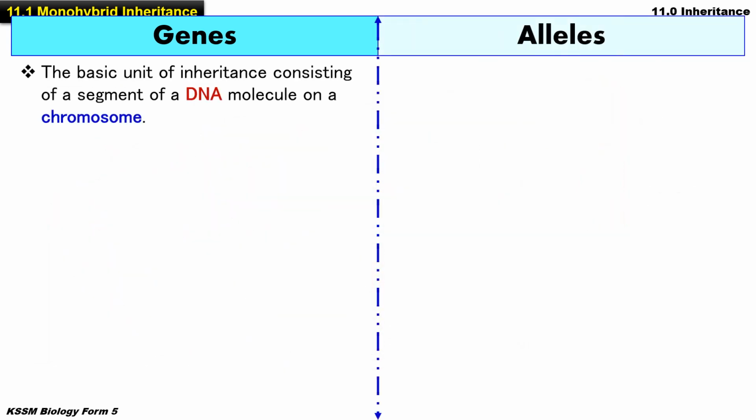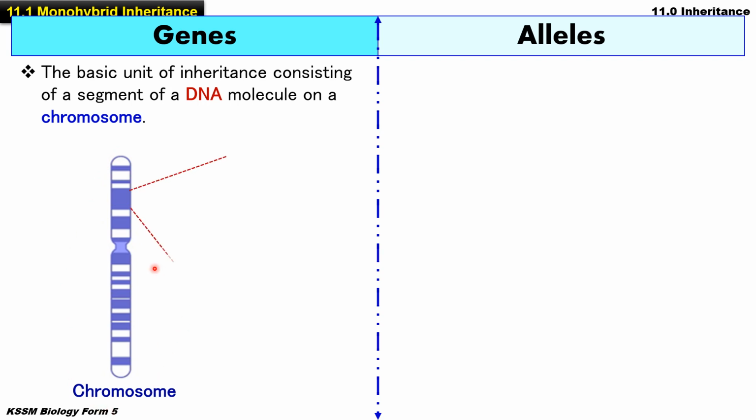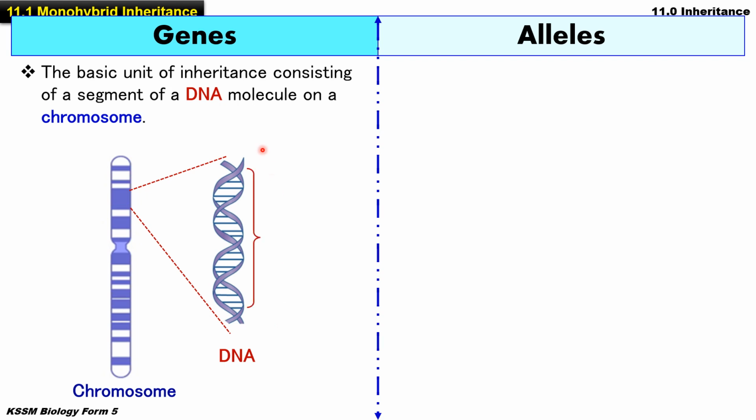Okay, so what is the difference between gene and allele? Okay, gene is the basic unit, okay, of inheritance, which is consisting of a segment of DNA molecule on a chromosome. Okay, daripada satu kromosom ni ada coding, this DNA, and then ada gene. So ini ialah gene. Boleh?